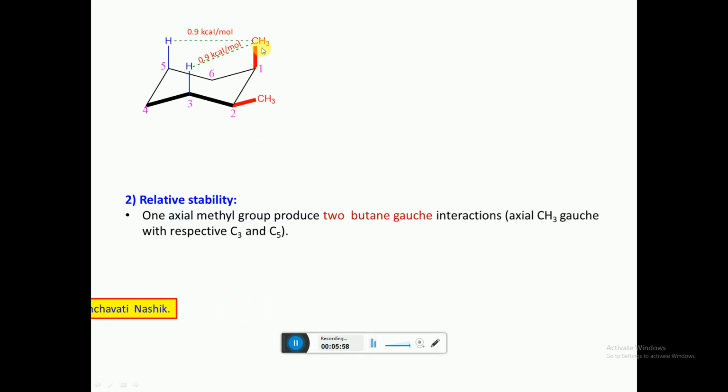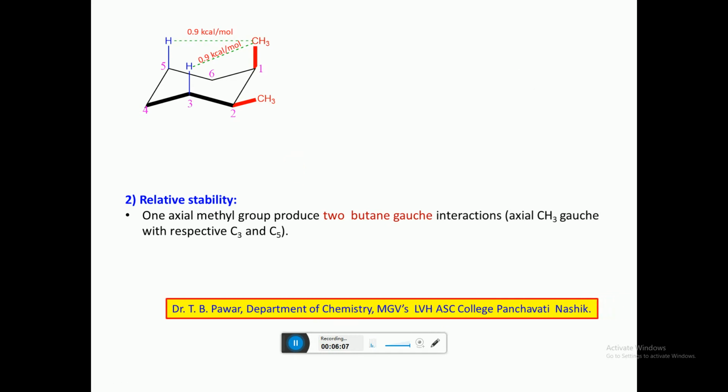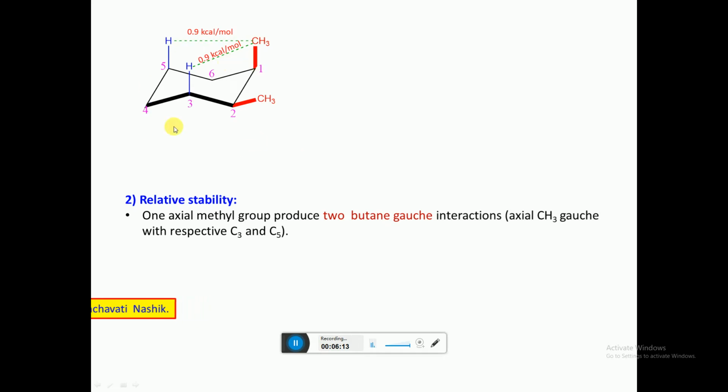But both the methyl groups, the bulkier methyl groups, are gauche to one another, and that's 0.9 kilocalorie per mole. How they are gauche, we can show by using the Newman projection. Now the question arises, how can we represent the Newman projection? So this is the molecule.